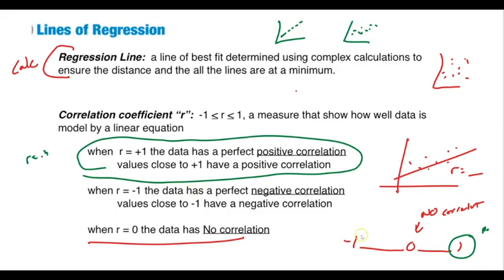And likewise, when you go the other side, when it's a -1, -1 is a super strong negative. It's a straight line going down. But if you have ones that are going like this, that's strong, but it's not a perfect line. It might be a -0.85 or something. That's what the R does. R tells you how good of a correlation.